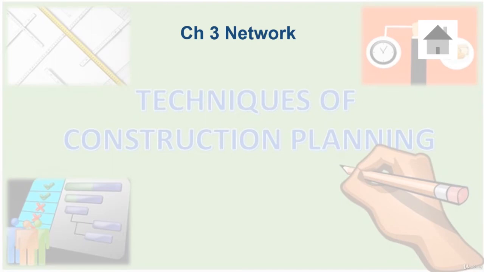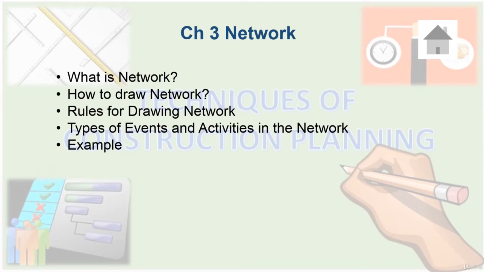Chapter number 3 is network. For planning, especially for construction planning, we should know how to draw a network. In chapter number 3, we will learn what is network, how to draw a network, what are the different rules for drawing the network, and what are the different types of events and activity involved in a network. And we will also take one example for drawing a network.